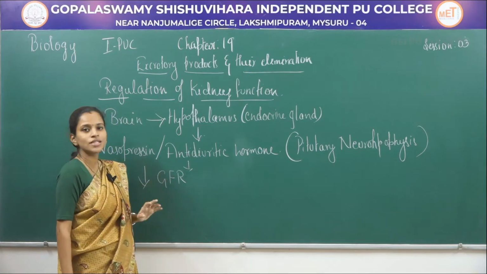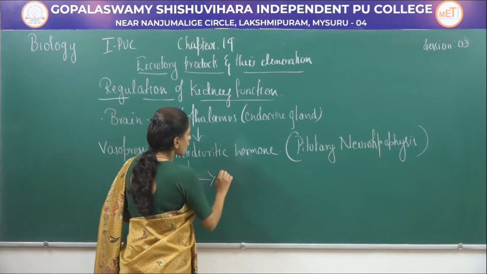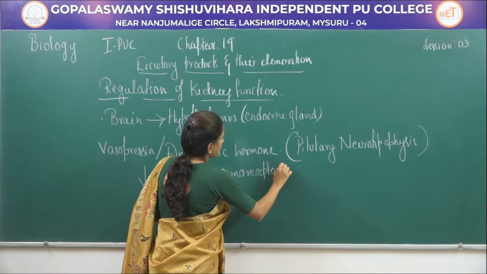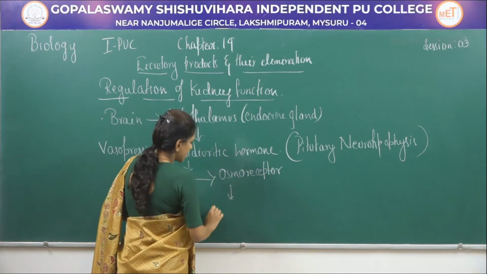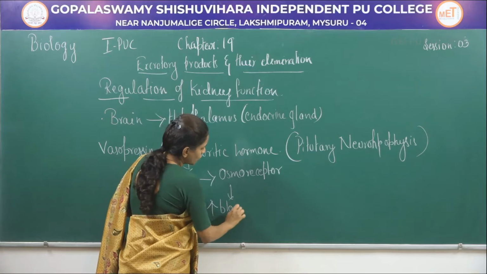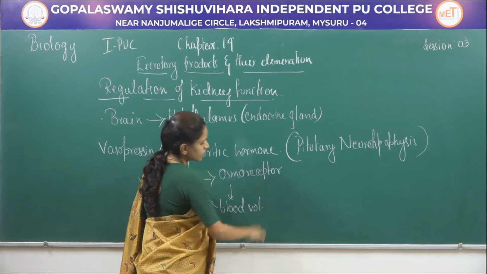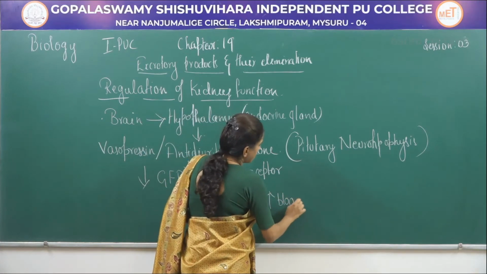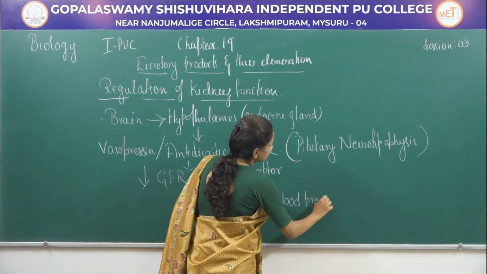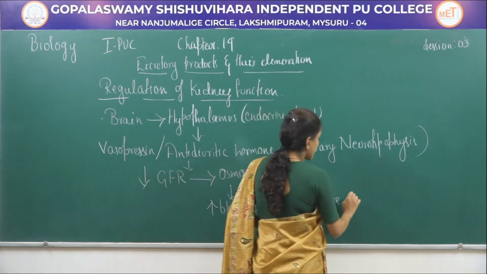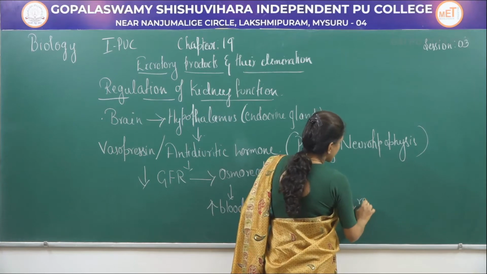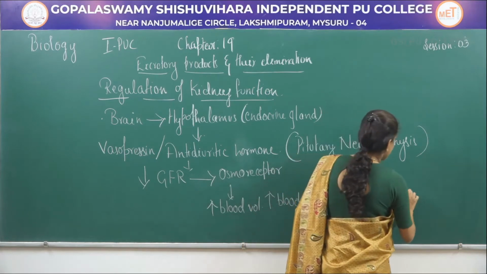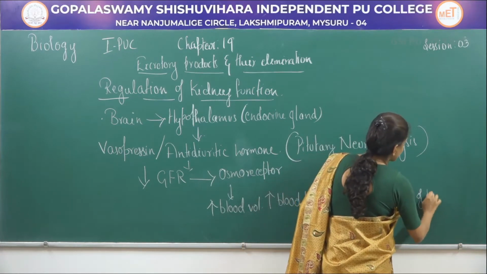When this hormone is released, it activates the osmoreceptors so that there is an increase in the blood volume, and in turn increases the blood pressure by reducing the size of the blood vessel.